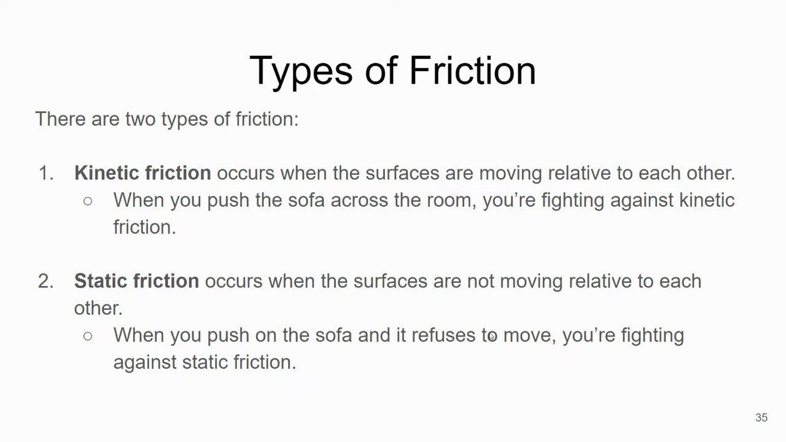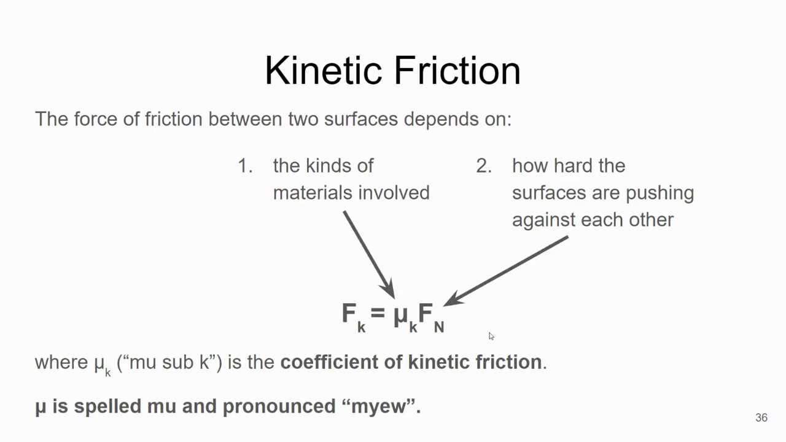Static friction occurs when the surfaces are not moving relative to each other. So static friction, if you're trying to push the sofa but it's not moving because there's just too much friction, well, that is friction that's keeping you from moving it. It's still a force that's going on. But if the surfaces are not moving, we call it a different name. We call it static friction instead of kinetic friction. So we will deal mostly with kinetic friction.